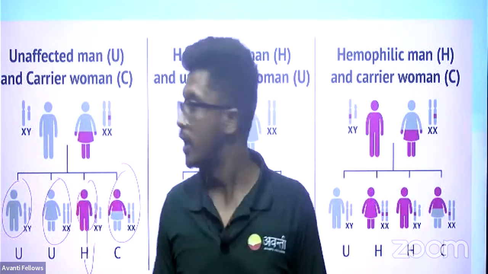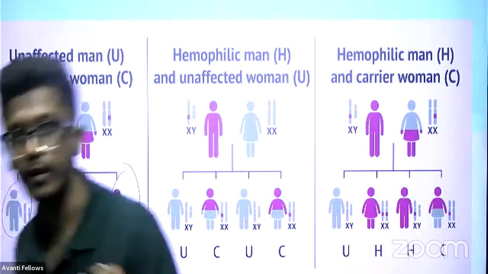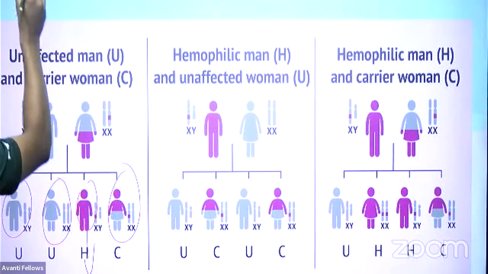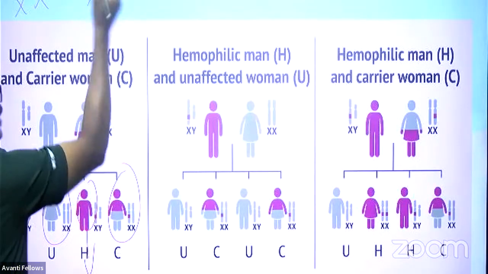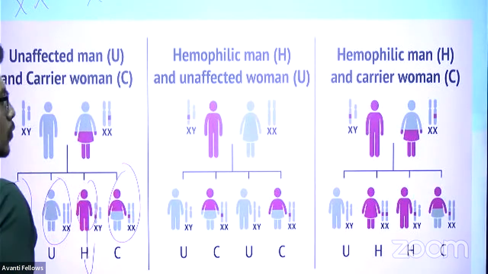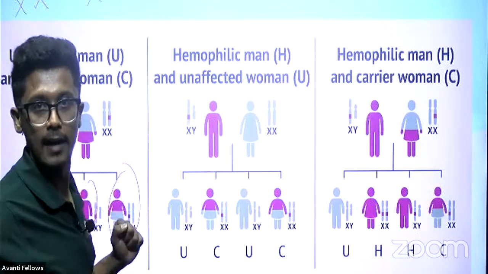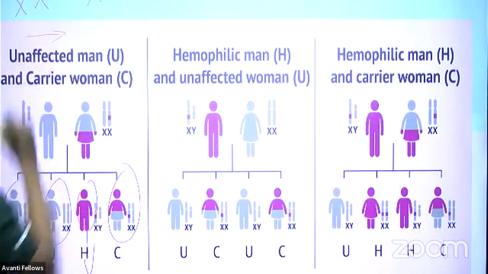What happened here? If you look at the pedigree chart and the crossing, you can see the female was in the X dash X state and the male was normal. He was XY, correct? His chromosomes are X and Y. I hope you can see the letters I am writing on the board. If not, please put it in the chat box that it's not visible. So what are the chances of them making kids?